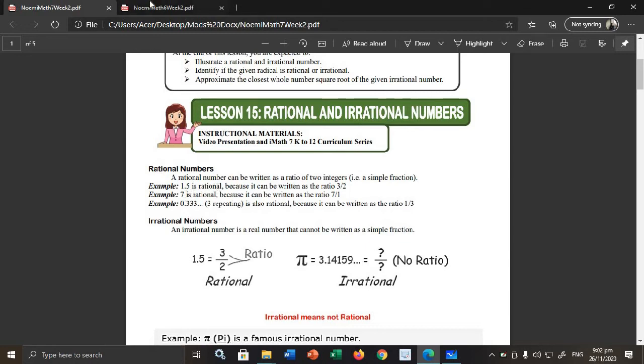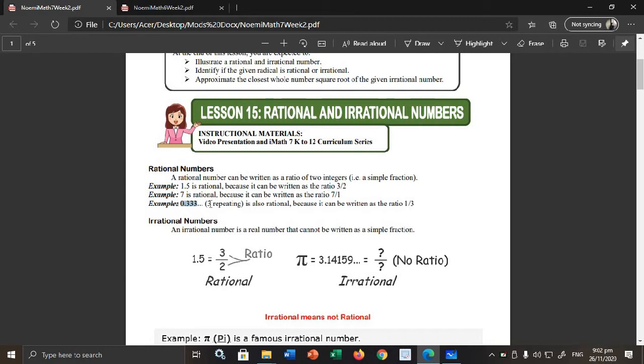Okay, and then the second one, we have 7. 7 is also a rational number because we can write this as a simple fraction. We can write 7 as 7/1, because 7 is a whole number and then the denominator is, of course, 1. So 7:1, we can write 7 as a simple fraction or as a ratio. Therefore, 7 is a rational number.